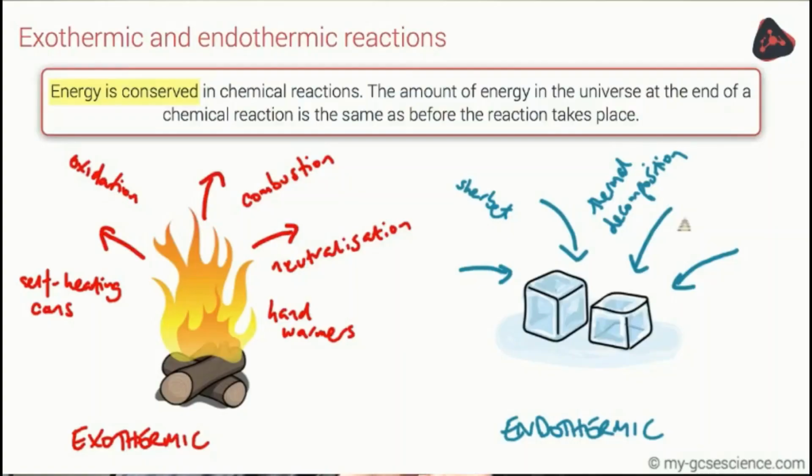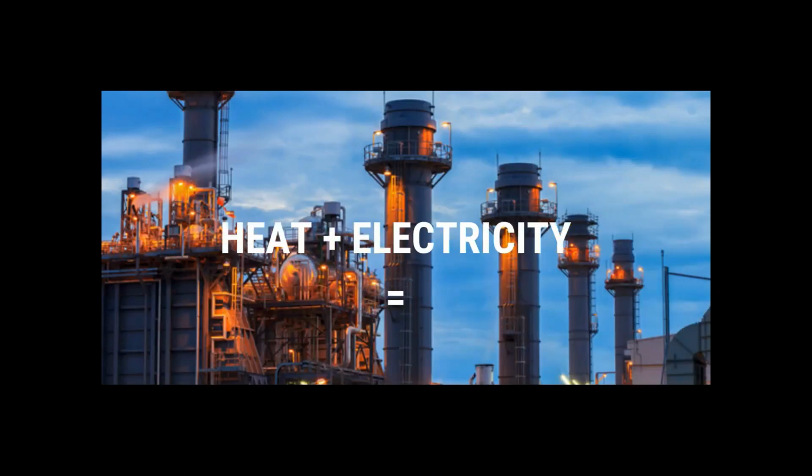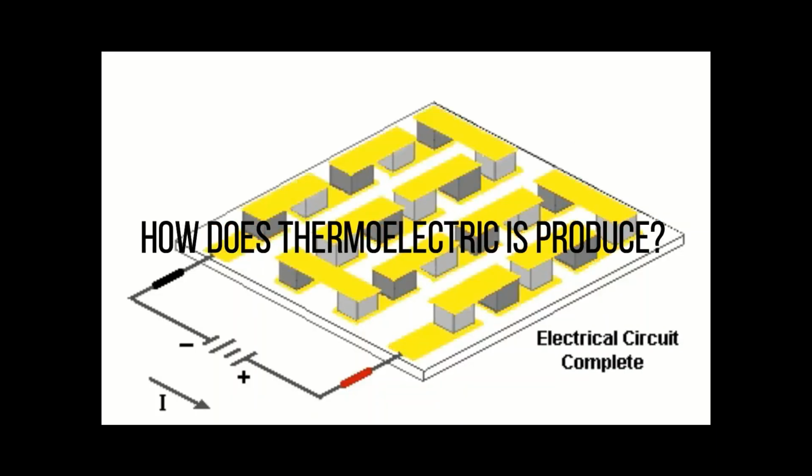So, in our discussion, we will discuss the relationship between heat and other mediums such as heat and electricity, heat and plants, heat and surroundings, and also heat in the human body. So, enjoy! First and foremost, a combination of heat and electricity is known as thermoelectricity. So, how is thermoelectricity produced?